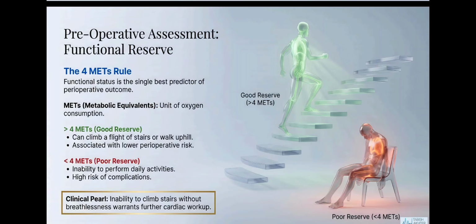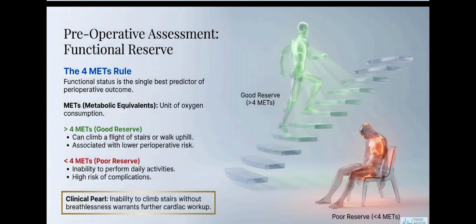So MET, that is metabolic equivalents, is a unit of oxygen consumption. If a person performs a certain activity that requires more than 4 METs and he is capable of doing it perfectly, like climbing a flight of stairs or walking uphill, and he doesn't feel breathlessness, he doesn't get fatigued at all, so he is having a good functional reserve, right? So we will grade him as having more than 4 METs, metabolic equivalents, right?